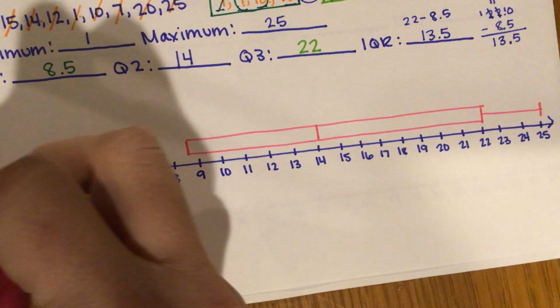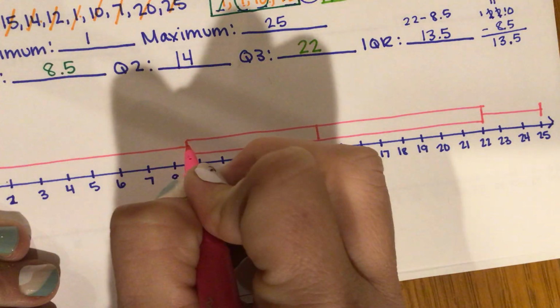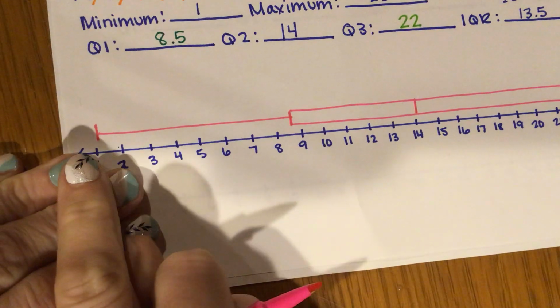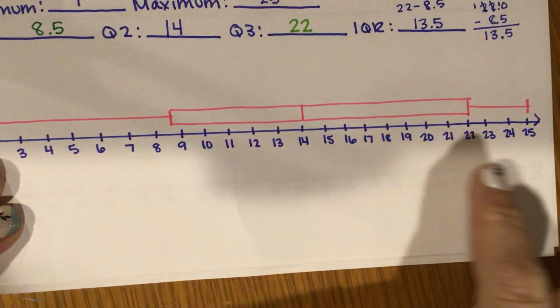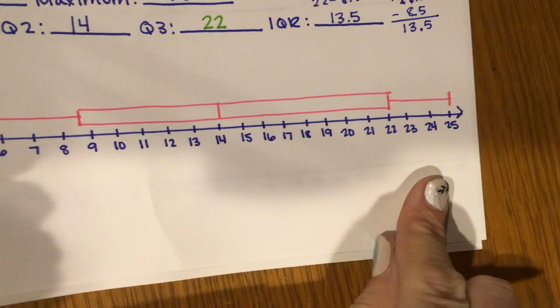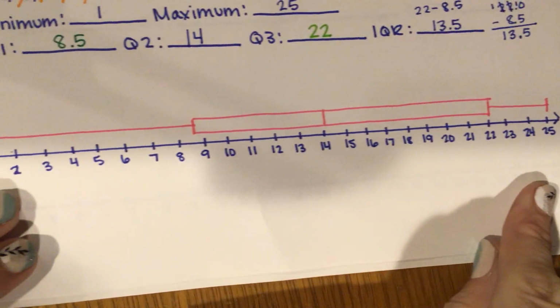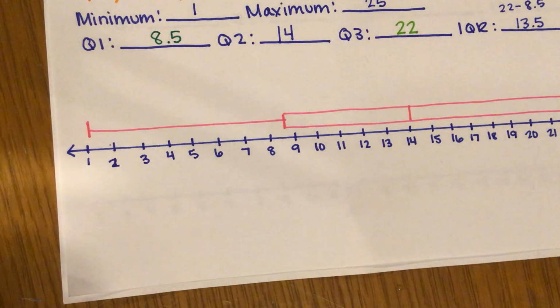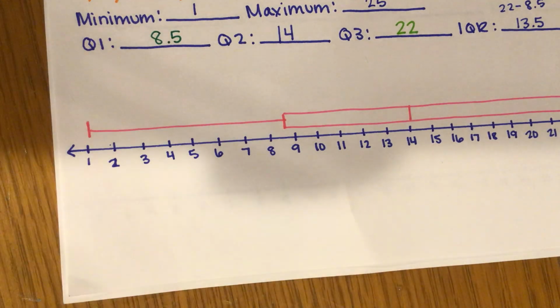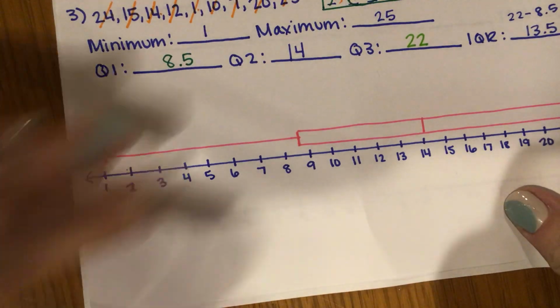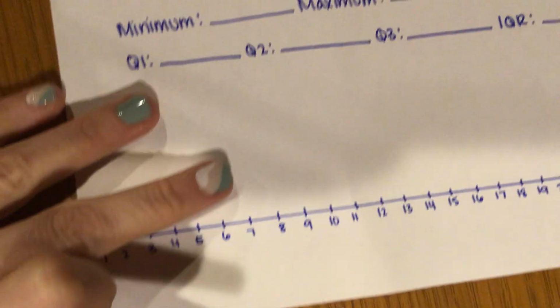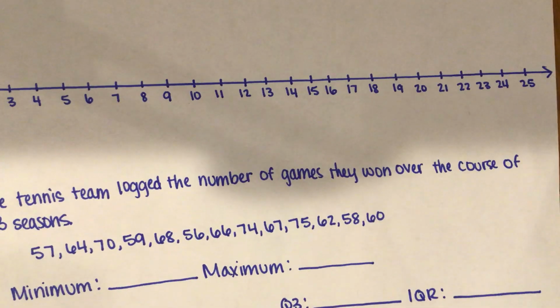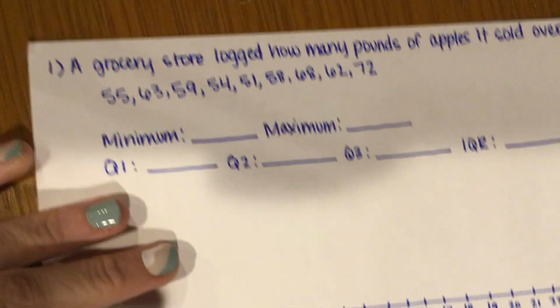And then I connect my extremes at the very end. So my box plot should look something like that. Okay. Moving on to the other side, we have 2 more. And I copied those down too since I didn't have an electronic copy to make a recording.